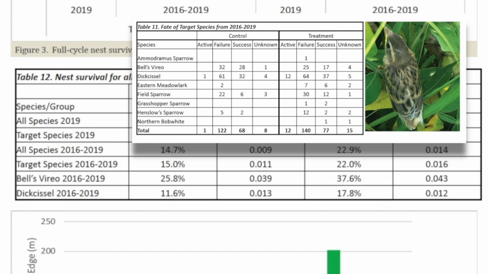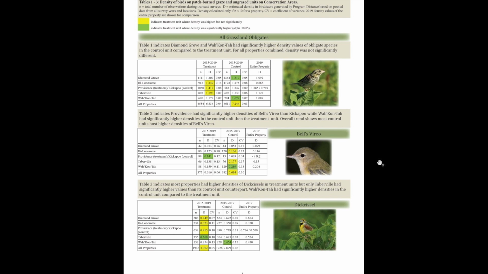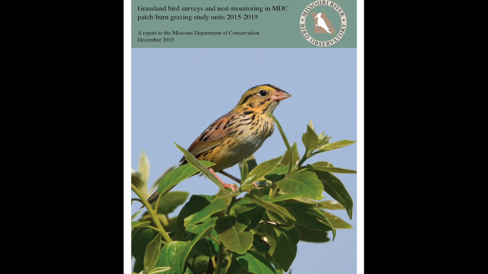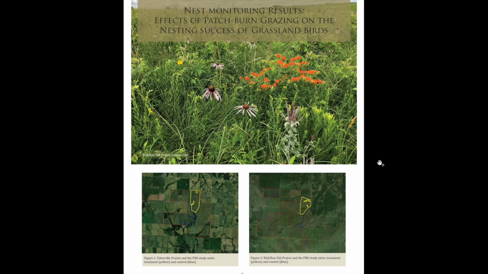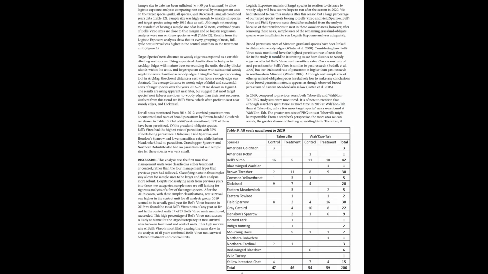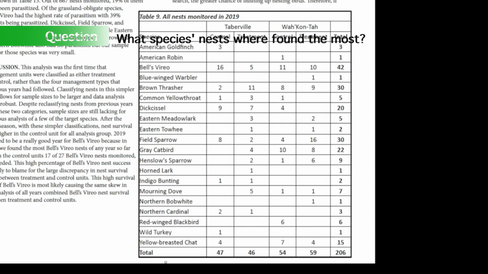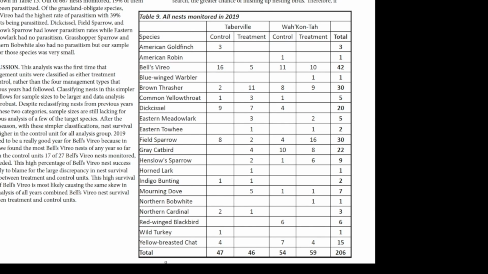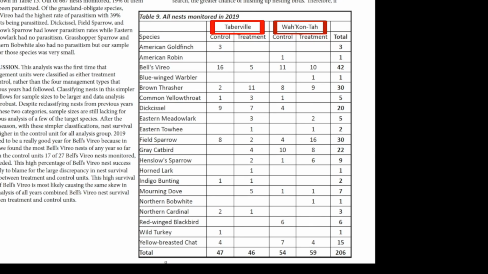After you have completed the scavenger hunt, hopefully you are now more familiar with what the report contains and where certain information is located. Now it's time to dive deeper and examine the data. Let's start with Table 9 on page 8, all nests monitored in 2019. Answer the following questions in your notebook. What species of nests did the technicians find the most of? In which prairie did the technicians find more nests, Taborville or Wakanta?